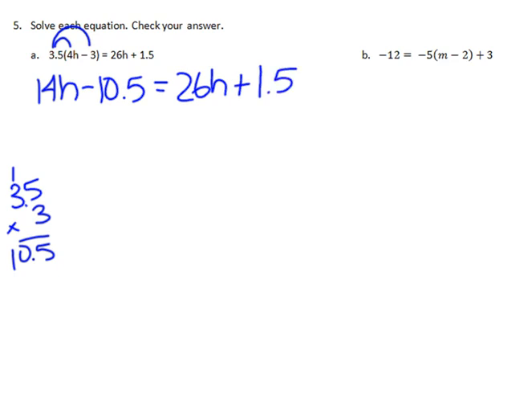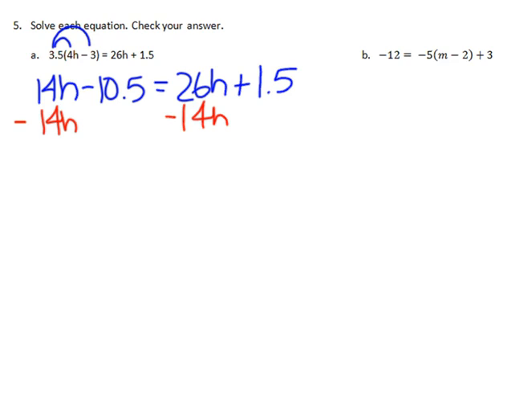Let's combine the variables first, so I can subtract 14h from each side. And that's going to give a 0 pair. Be sure to bring down the negative in front of 10.5.